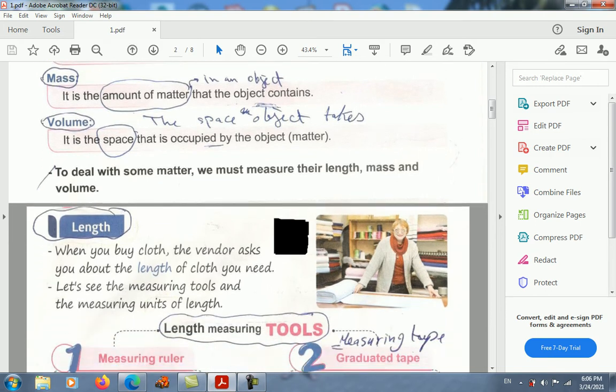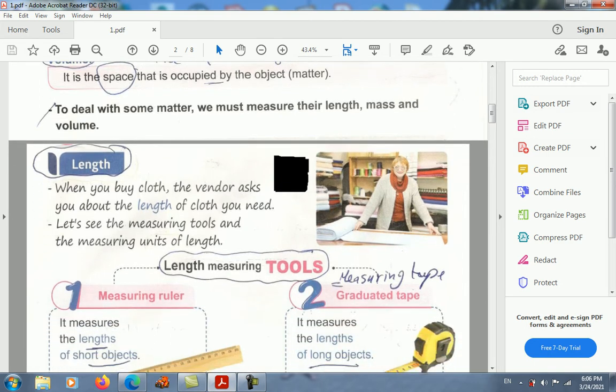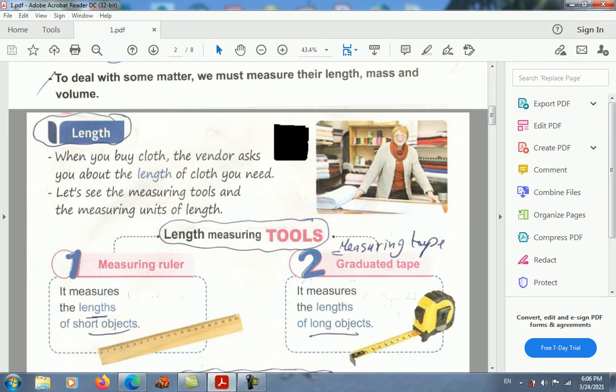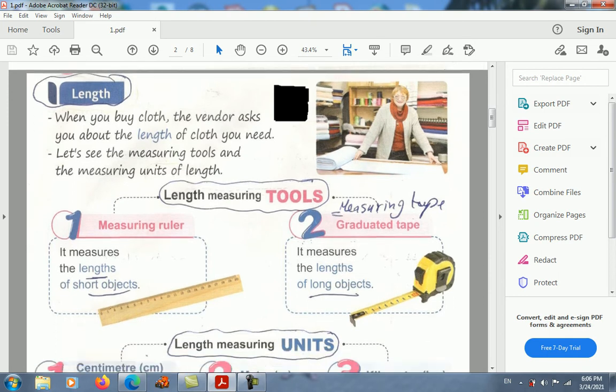Mass: it's the amount of matter that the object contains. Volume: it's the space that's occupied by the object or the matter. To deal with some matter, we must measure their length, mass, and volume. So let's start with the length.